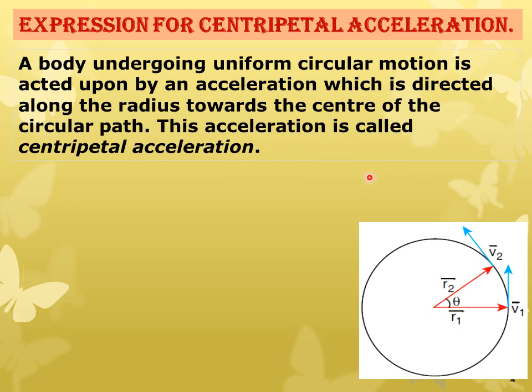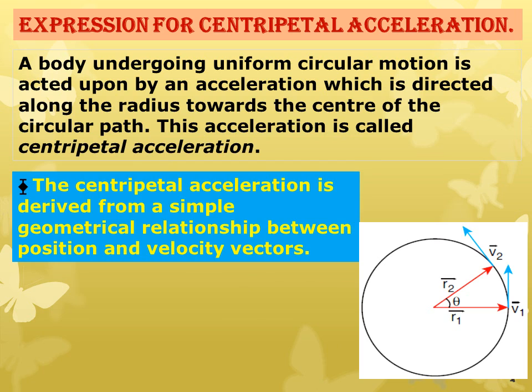If you see this, it revolves around the circle. The radius changes from r1 to r2 and the velocity also changes. The body undergoing uniform circular motion is acted upon by an acceleration, which is directed along the radius towards the center of the circular path. This acceleration is called centripetal acceleration.